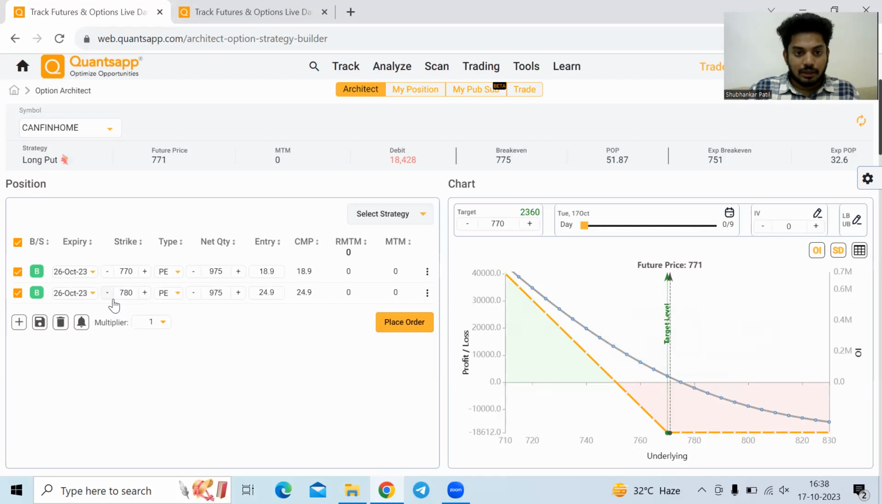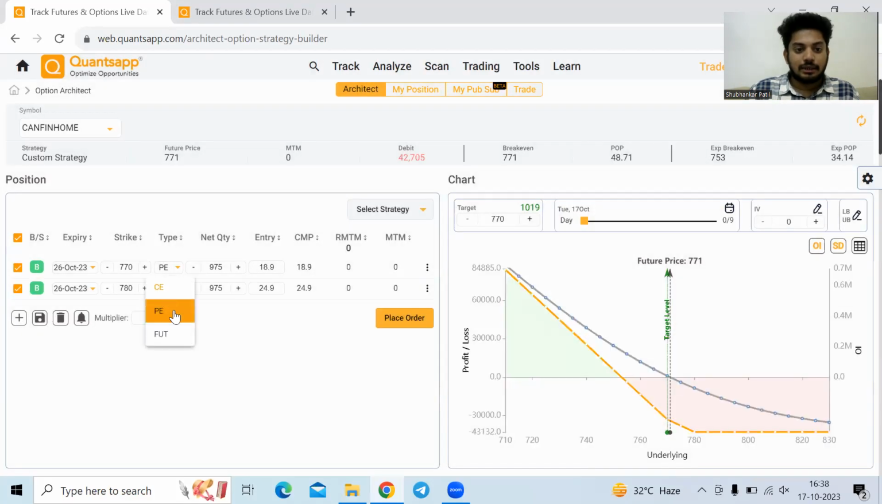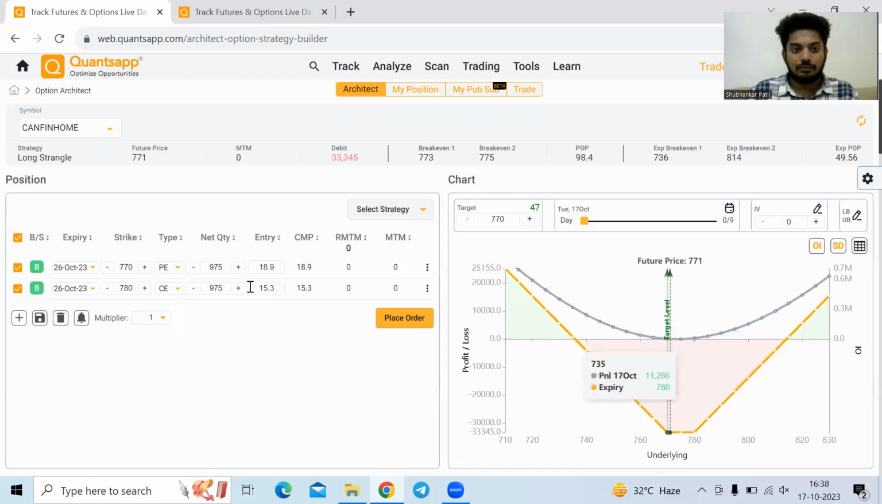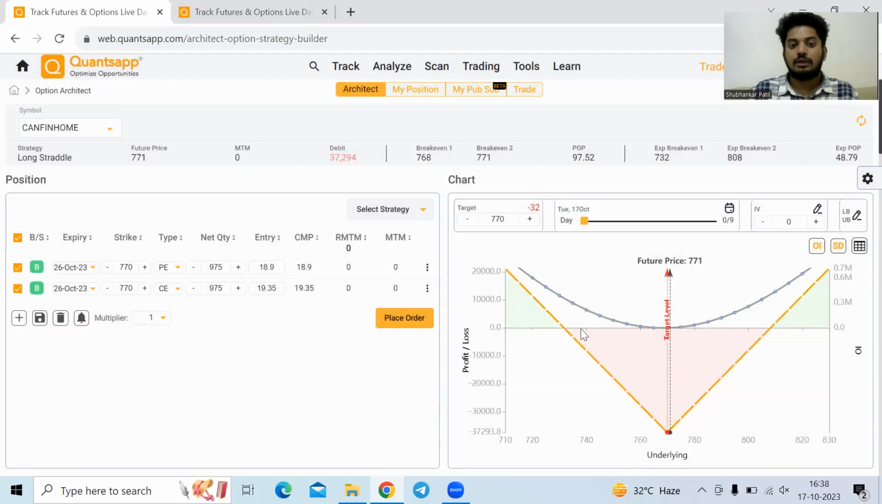Now, let's say I am going ahead and creating a long straddle. So this is how a long straddle will look. So let me just do it at the same strike price. Okay. So what I have done is I have bought the 770 put option and I have bought the 770 call option. Now, when I'm doing something like this, the first thing is I have no forecast on the underlying.